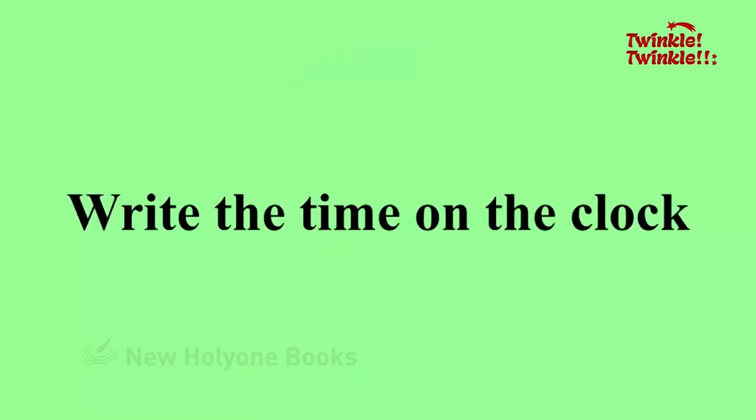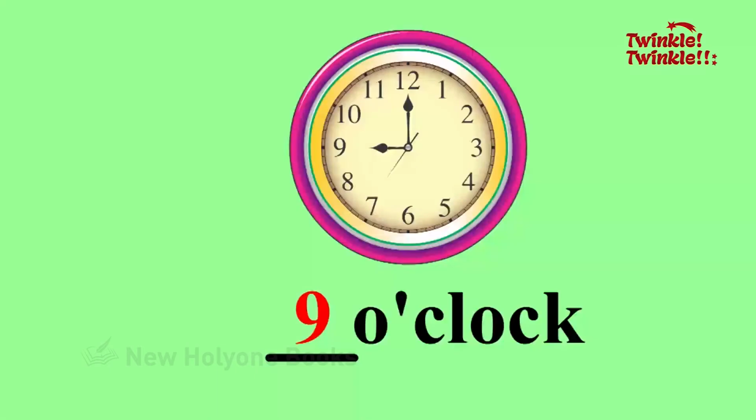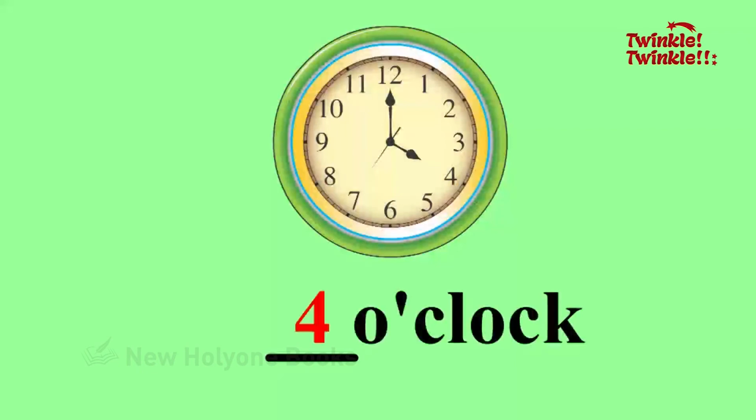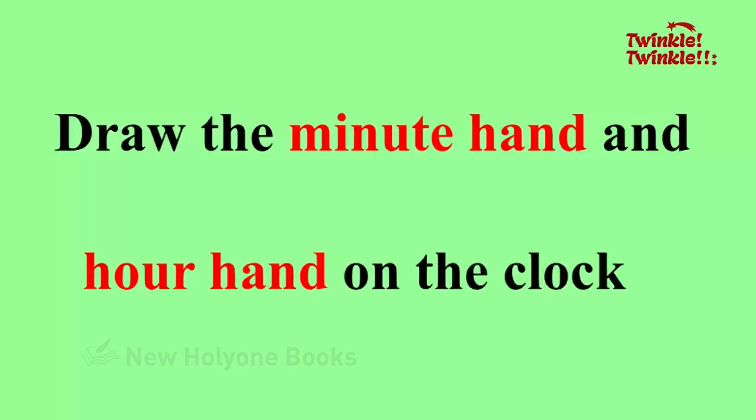5 o'clock. Write the time on the clock. Six o'clock. 9 o'clock. 4 o'clock. 5 o'clock. Draw the minute hand and hour hand on the clock.